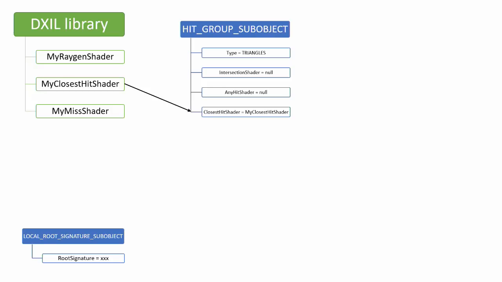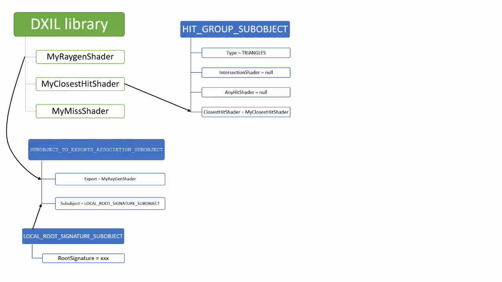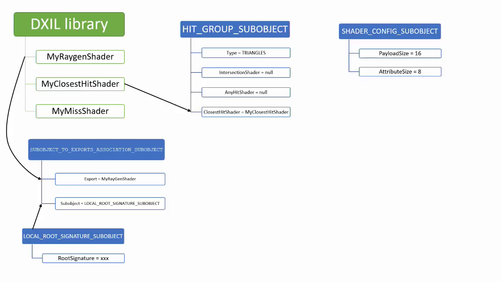I also have a local root signature, which I created separately using standard Direct3D APIs, the same way I would for rasterization. And this specifies the binding convention for how parameters are going to get into my shaders. I now create an association object which links that root signature to my raygen shader. And that says this is the binding of how these things are going to combine.